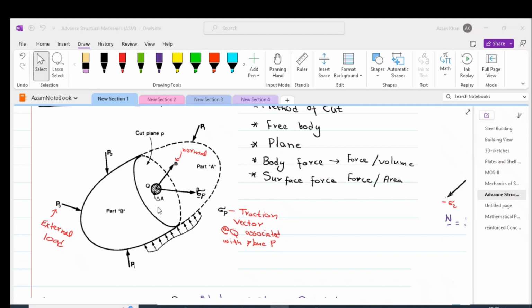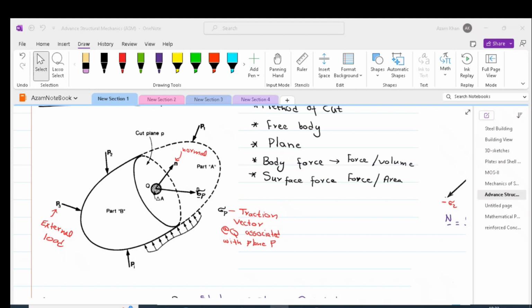If we want to consider only one part of the body, then we will have to apply the effect of the other part of the body onto the considered part of the body. And this is in accordance with Newton's third law, that is, every action has an equal and opposite reaction.